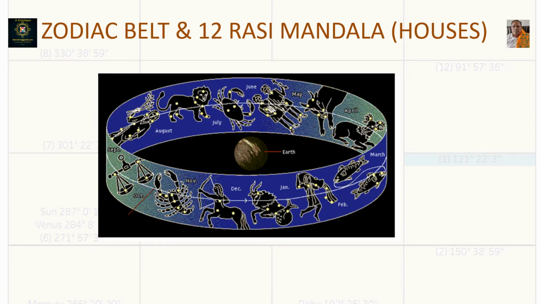The next section is called the zodiac belt and the 12 Rasi Mandala houses. Here you will learn what the zodiac belt is and how it is divided into 12 Rasi houses and what their signs and other things are.